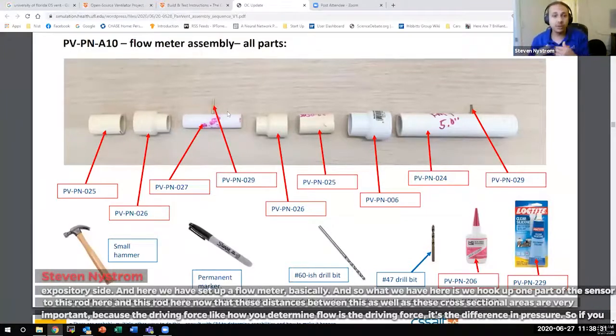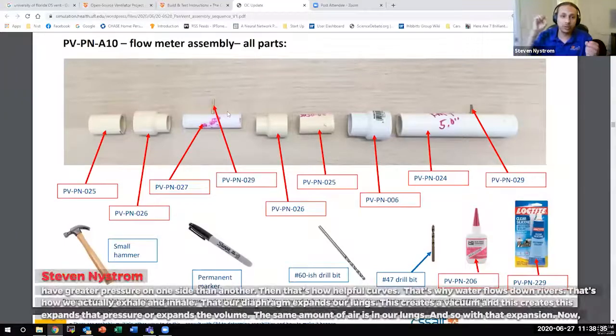Now, these distances between this, as well as these cross-sectional areas, are very important because the driving force, like how you determine flow, is the driving force. It's the difference in pressure. So if you have greater pressure on one side than another, that's how flow occurs. That's why water flows down rivers. That's how we actually exhale and inhale. Our diaphragm expands our lungs. This creates a vacuum, and this expands the volume.